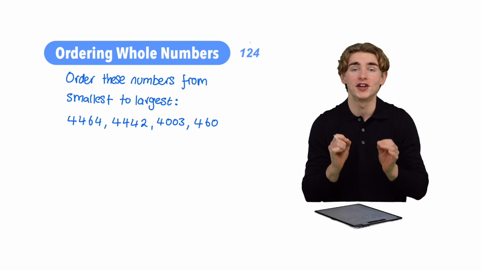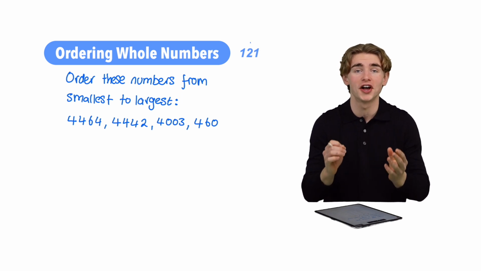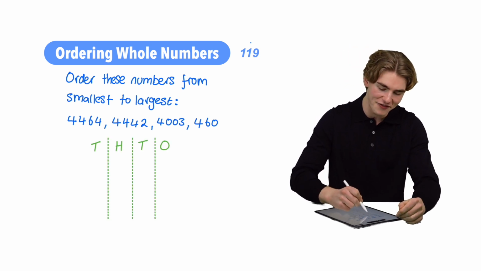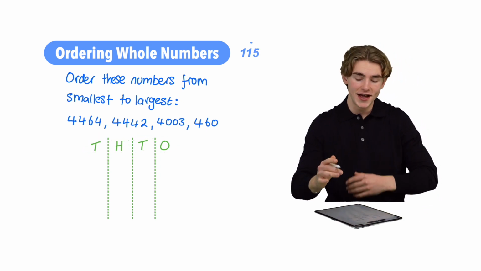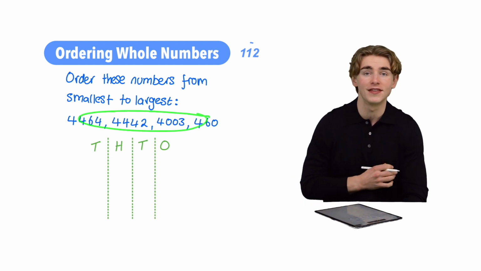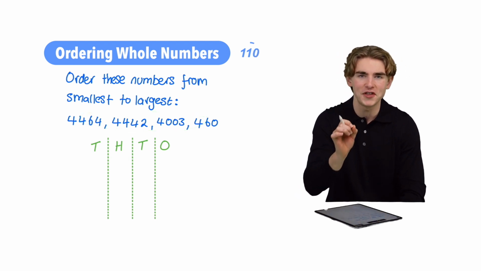Now, our first step is going to be to write out 4 columns which look like this. We can see that we have a column for our thousands, hundreds, tens, and ones. Our next step then is going to be to write out each of our numbers in these columns, making sure that we line up the units correctly.